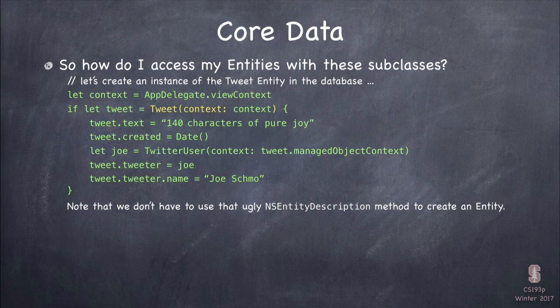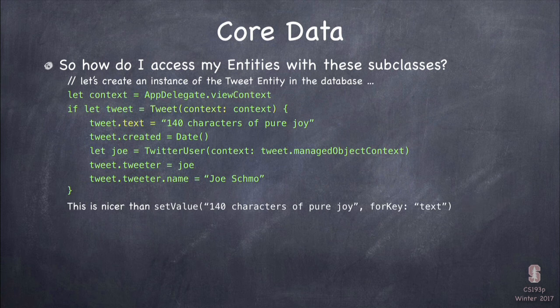The first thing is to create a tweet. We don't have to do NSEntityDescription, entity, insert entity for name into context or whatever that huge, long, terrible thing was. We can just say Tweet, parentheses, context. You just say what context, which means what database you want the tweet put in, and it creates a new tweet. Just use a normal initializer for a new thing. That's one of the coolest features right there, not having to use an NSEntityDescription thing. You will not have to do that.